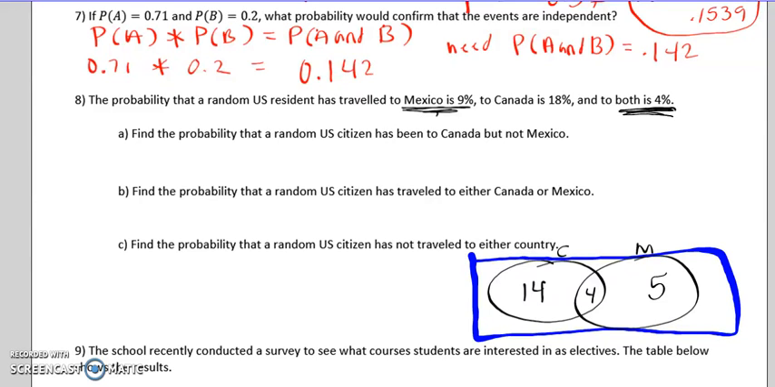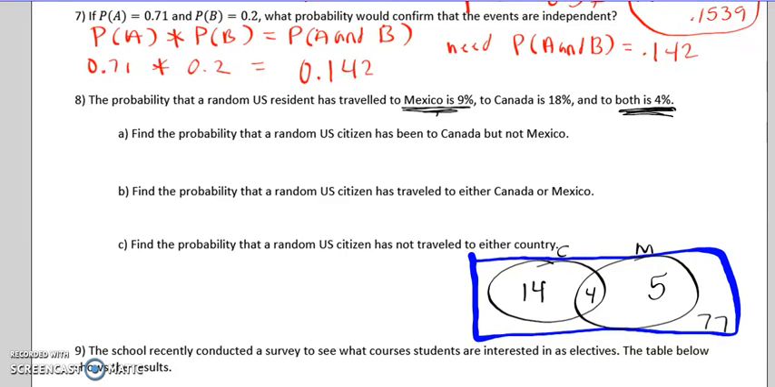Now, what about people who have not been to Canada or Mexico? Well, to find that, we need to subtract these percentages from 100. We don't know how many people they surveyed. It doesn't say it's a survey. We're given percentages, so that's why we're going to subtract from 100. So 100 minus 14, minus 4, minus 5, and we're left with 77% outside who have not been to either.